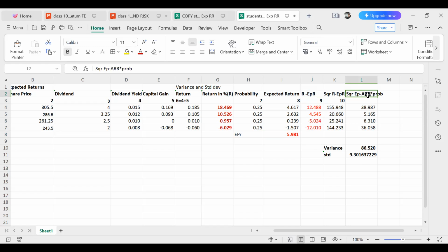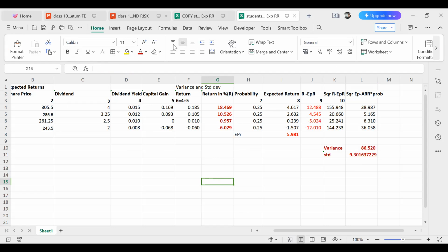Then here the extra step is that now you have the probabilities. After squaring it, you have to multiply it with the probabilities, and then take the sum. You just wrote the formulas now. Did you get these answers? Yes, ma'am. Variance is 86 and standard deviation is 9. Good. Let us go back.